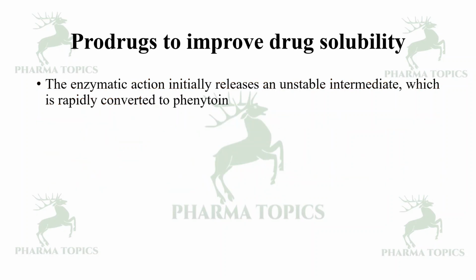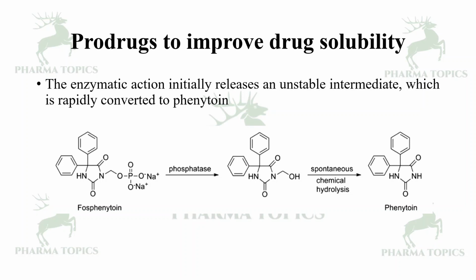The enzymatic action initially releases an unstable intermediate, which is rapidly converted to phenytoin. So you can see, fosphenytoin is a prodrug; by phosphatases, it gets converted into phenytoin by spontaneous chemical hydrolysis.